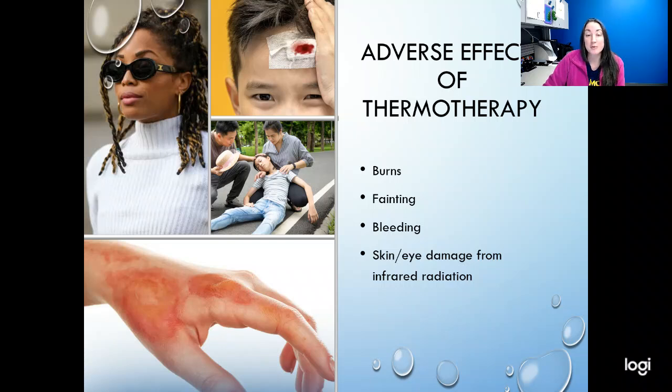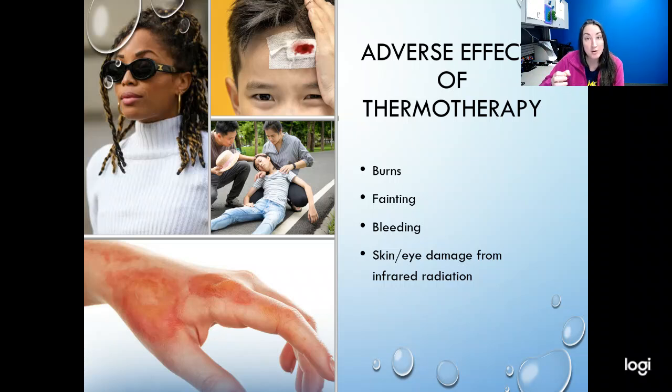Adverse effects of thermotherapy: it could cause a burn, it could cause fainting, it could cause bleeding, it could cause skin or eye damage if you're using infrared radiation. But because of this, what I'm saying is you want to, number one, pay attention to their signs and symptoms and all the things you need to know to determine before you put heat on if it's safe, but also assess throughout. So you've put heat on, don't just leave them there the whole 10, 15 minutes that you've decided to heat them.